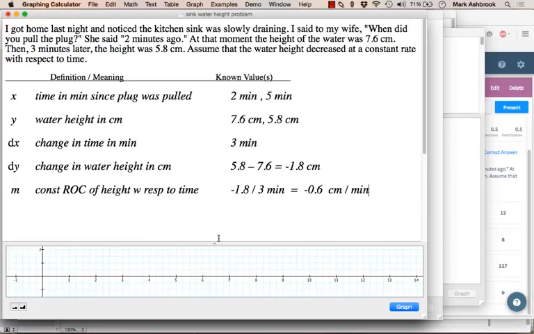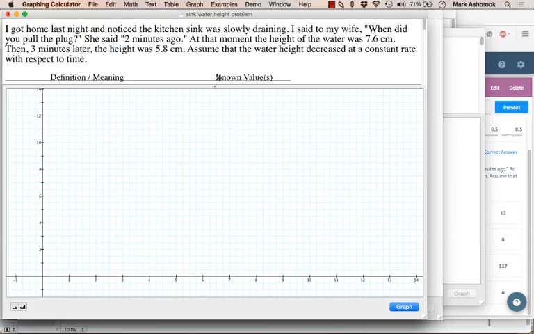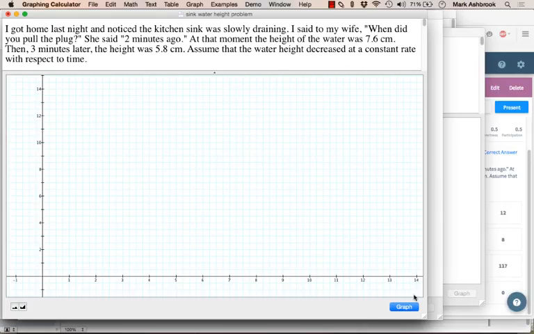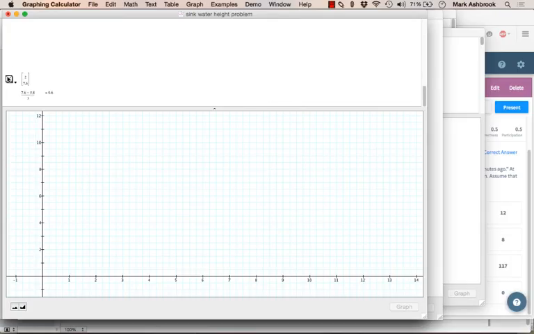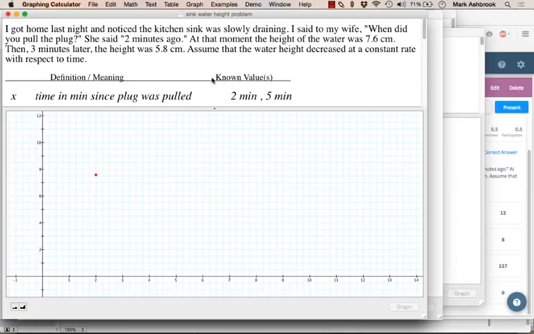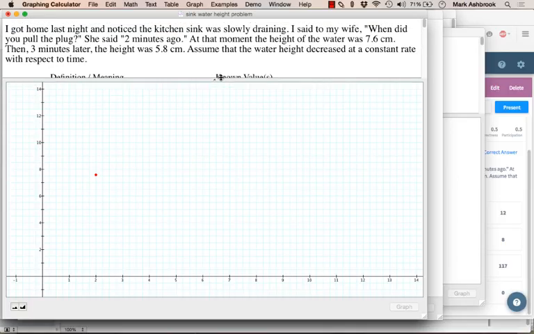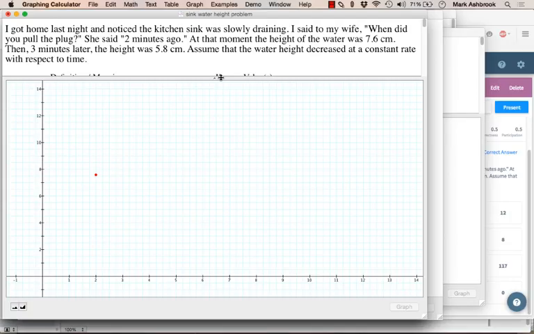Questions so far? All right, so I have plotted the point, that initial point. I thought I did, yeah, I did. Where is it? I turned it off. So here's that initial point that we know: 2 comma 7.6. That is a correspondence point in this relationship, right? 2 comma 7.6.